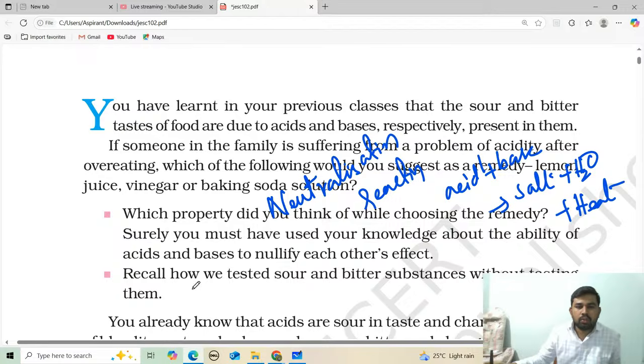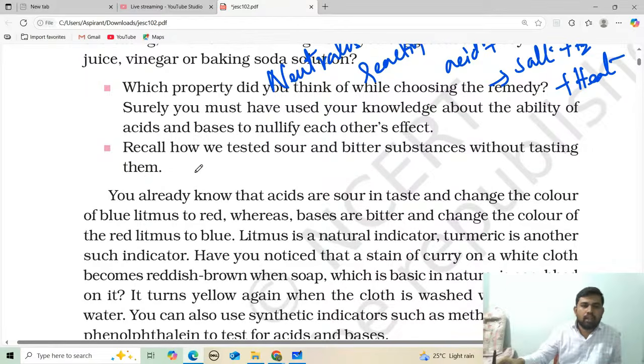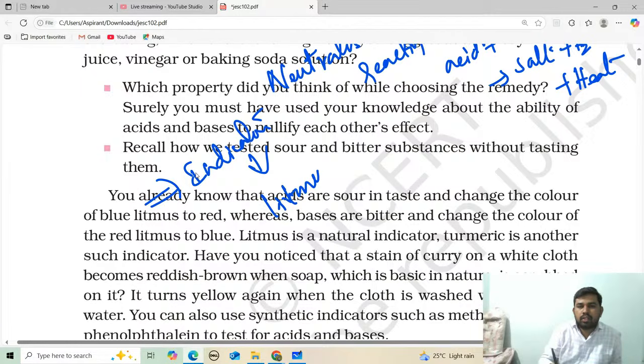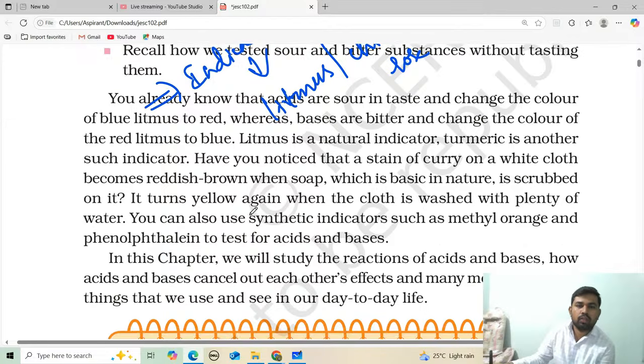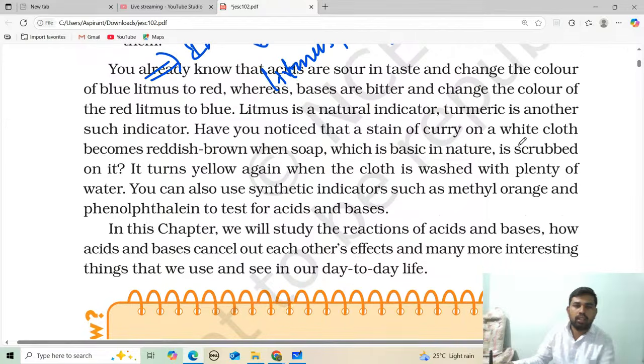Next, recall how we tested sour and bitter taste substances without tasting them. As we discussed, they are talking about something called indicators. We discussed in seventh class what you mean by an indicator. In that class, we talked about litmus indicator, and one more we discussed was China rose indicator. You already know the substances change the color of litmus blue and red. So they are talking about indicators first.